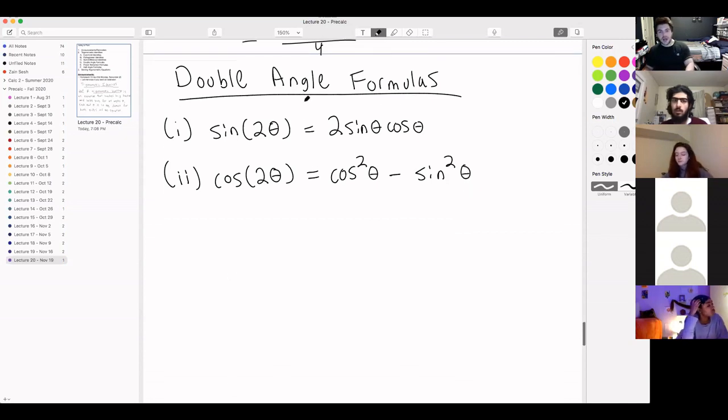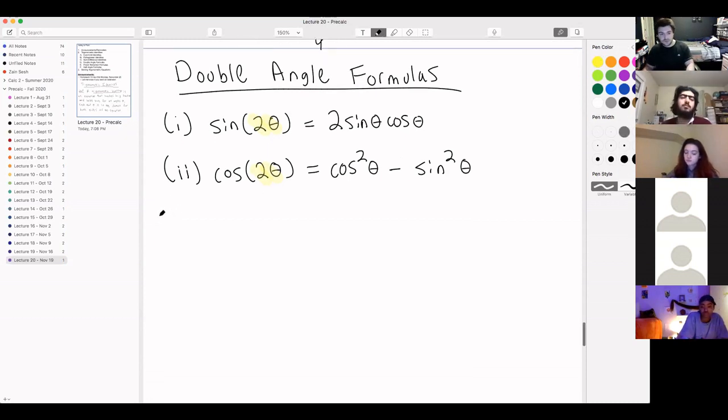Okay, so why are these called double angle formulas? Well, look, we're taking sine of double the angle theta. We're taking cosine of double the angle theta. That's why they're called double angle formulas. All right, good. I'm going to prove 1, and you guys are going to prove 2 on the homework. Okay, so here's proof of 1.